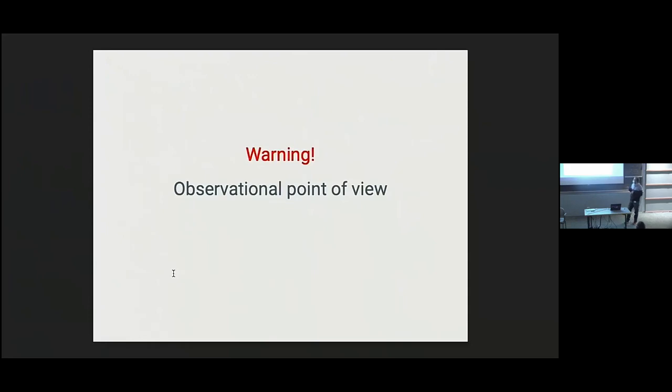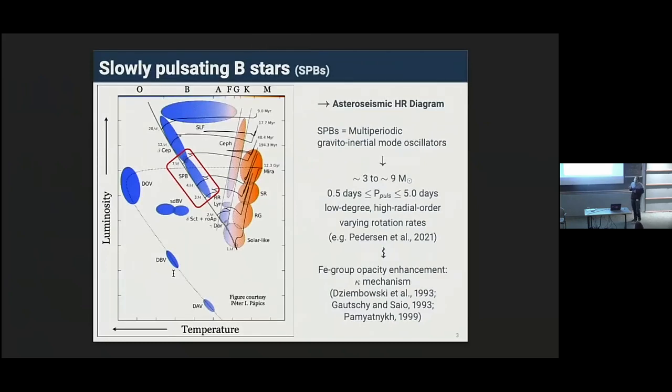So I would like to start out by defining what slowly pulsating B stars actually are, and in order to do that, I wanted to point out where they are on the astroseismic HR diagram that Mai showed. So they're basically right on the main sequence. The main sequence pulsators with masses ranging from 3 to 9 solar masses. And from space-based observations, we found out that they're also multi-periodic gravito-inertial mode oscillators. And these gravito-inertial modes are of low degree, typically, and high radial order, and have periodicities of around 0.5 days to 5 days.